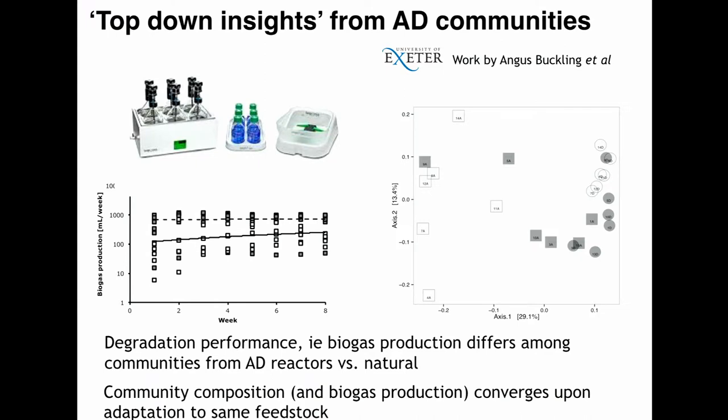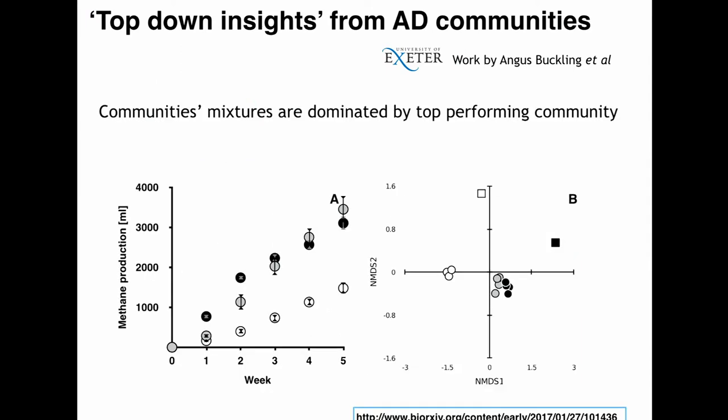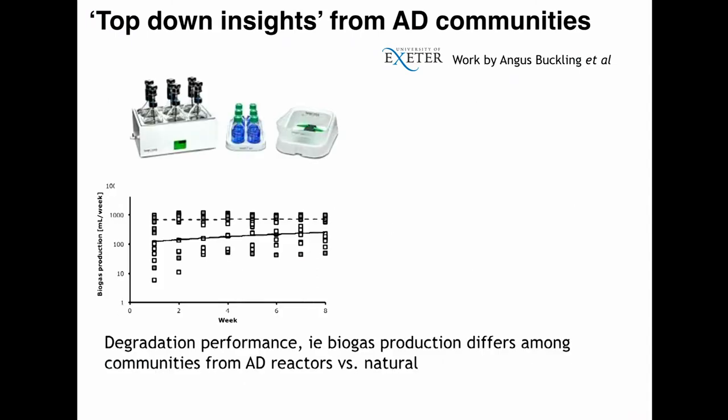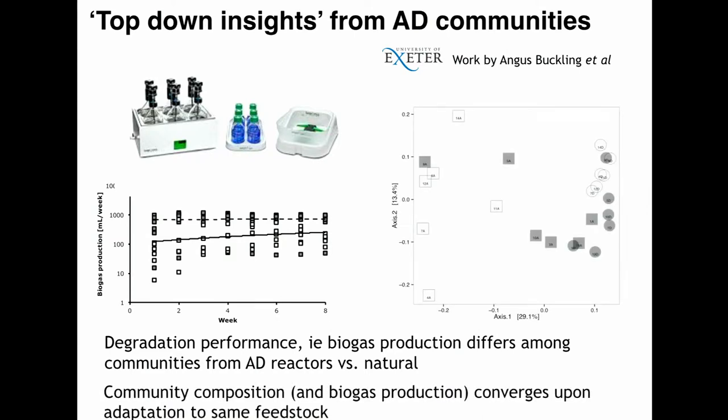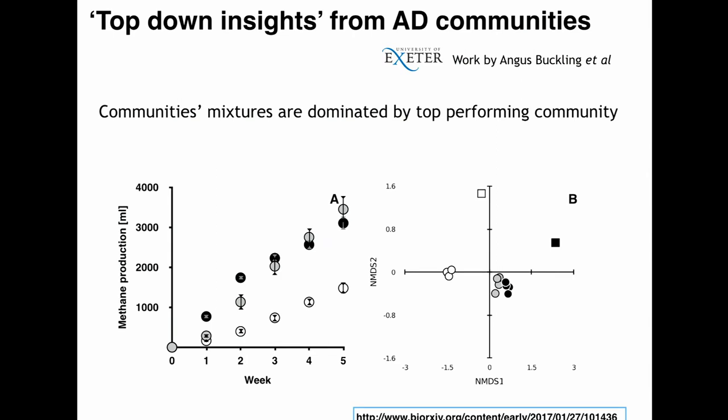What this simply shows is that the communities can be different, and over time they can adapt to a certain feed. But also, because we have this function in our hands, which is the methane production, we thought we could do fun things with it. One of the fun things that Angus tried is to combine communities that have different performances. As I was showing earlier, there are different communities that perform differently in terms of methane production. So you can ask, what happens if I mix a poor performer and a good performer? What's going to be the methane production, and what's going to be the composition?